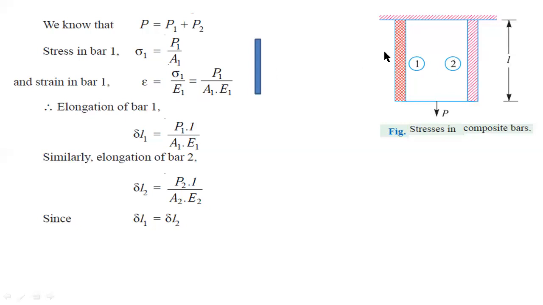So for bar 1, the strain induced in the bar 1 equals the stress induced in the bar 1 divided by Young's modulus of the bar 1. Substituting the value of sigma 1 equal to P1 by A1, the strain equals P1 by A1 E1. This is the equation of strain. We also know another formula for strain: change in length by original length.